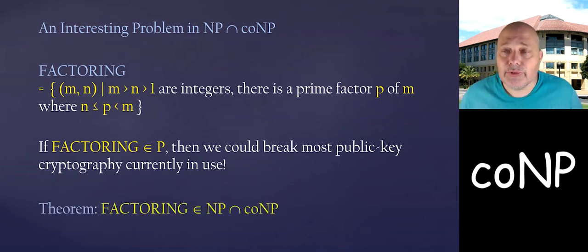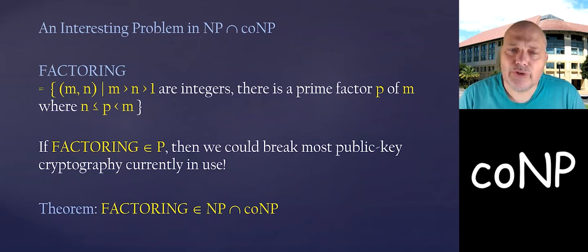The theorem that we want to show is that factoring is in NP intersection coNP, which in particular will indicate that unless NP equals coNP, it is not NP hard. And in fact, much of cryptography, we don't know how to base cryptography on NP hard problems, and that's an interesting question on its own.